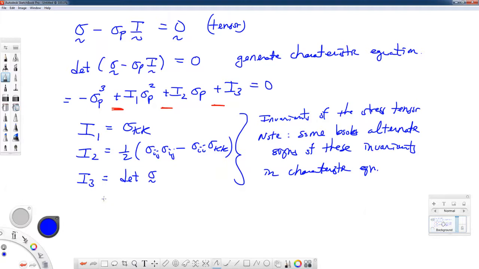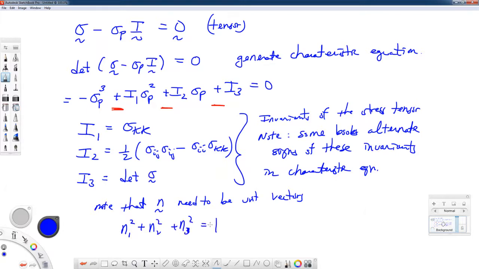Finally, we can note that we want the eigenvectors to be unit vectors, so that the identity n1 squared plus n2 squared plus n3 squared equal to 1 will hold.